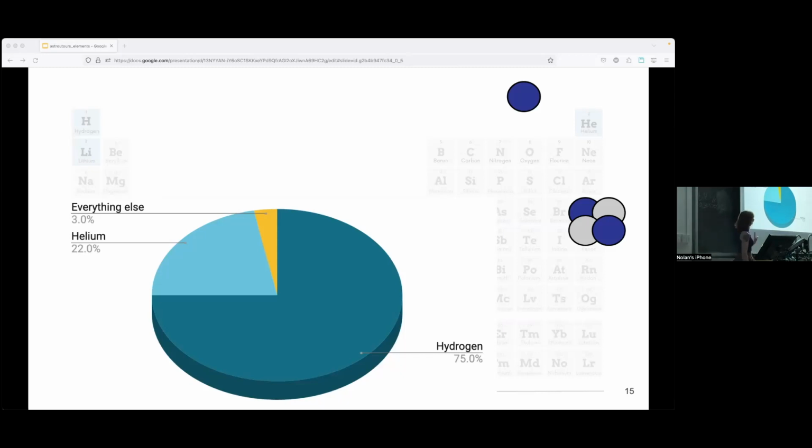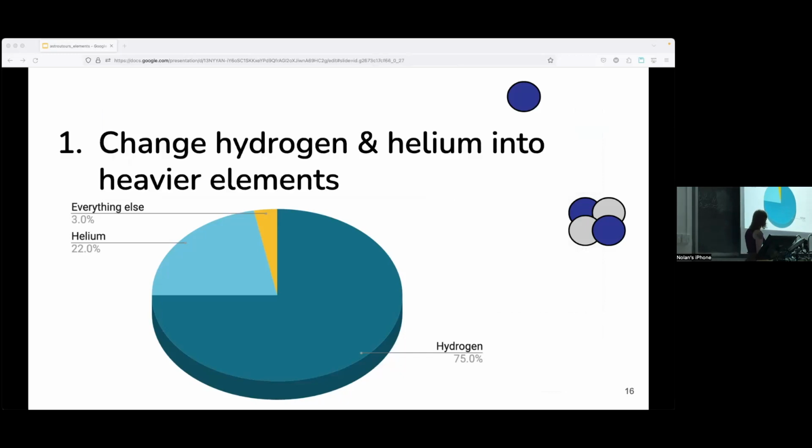Well, somebody else. And that everything else is just a couple percent, but it's most of what we care about, right? It's the carbon that makes us up. It's what makes our world. And so we need a way to get from this mess of hydrogen and helium that we have to stuff like carbon and oxygen.